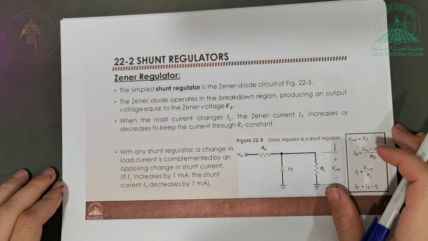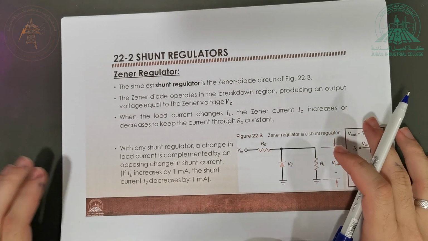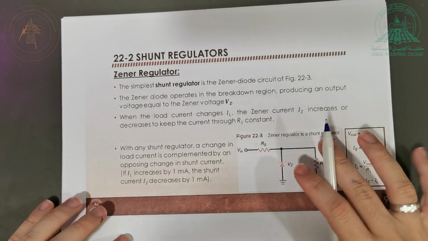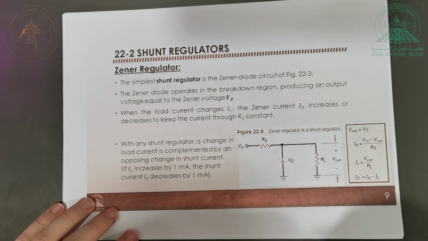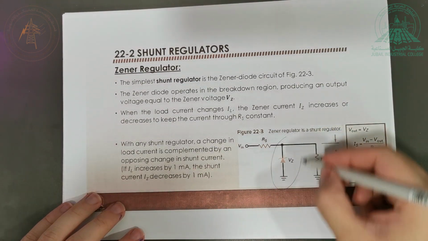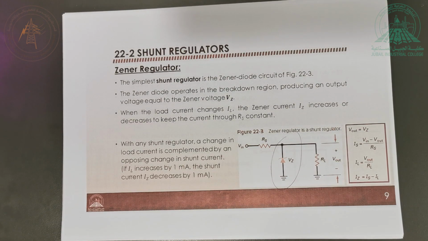We're going to see that the designs will have different ideas, but in the core, in the heart of all these regulators, we're going to have a Zener diode. Why a Zener diode? Because the job of the Zener diode is to maintain the voltage across it, and anything parallel with it, constant, as long as it's operated in the Zener mode. So the simplest form of a regulator, or a shunt regulator, is the Zener diode circuit that we have here.